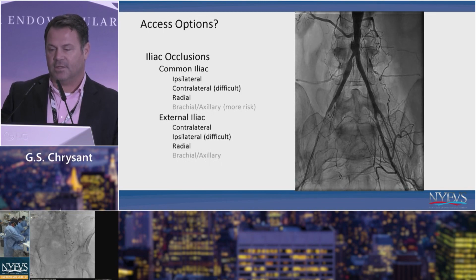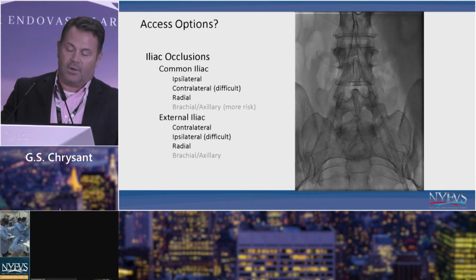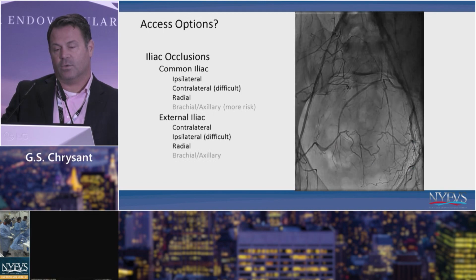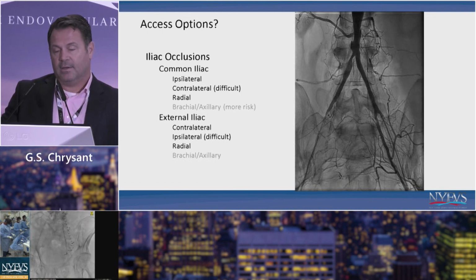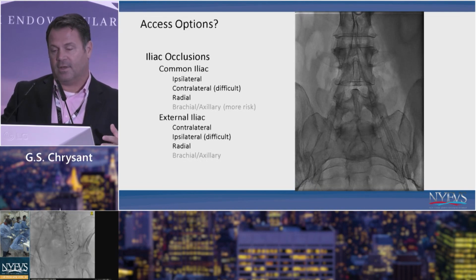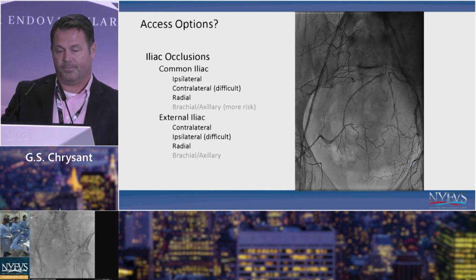You've got lots of disease. You have common iliac disease. You have external. You have common femoral. So you have to decide on what you're going to do. So the common iliac segment here is going to be difficult to do ipsilateral because of the access on the right side. So you're going to need to figure out a way to do some sort of combination of fixing things contralateral and then coming back ipsilateral if you can.